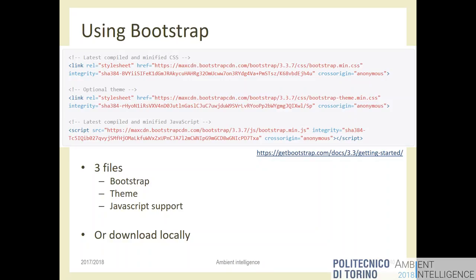How to use Bootstrap? It's very easy. You need to include in every page three different files: the Bootstrap library, the theme that you want to use, for example, the default one, and a small JavaScript library that is used for some effects.